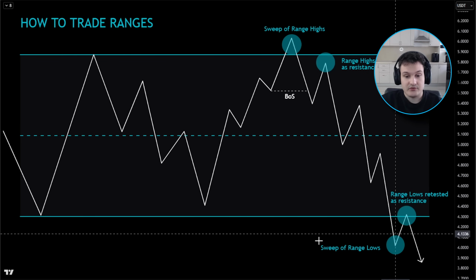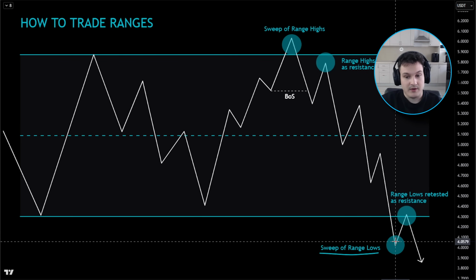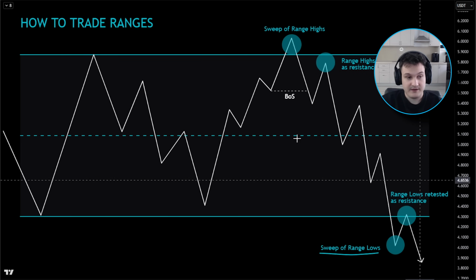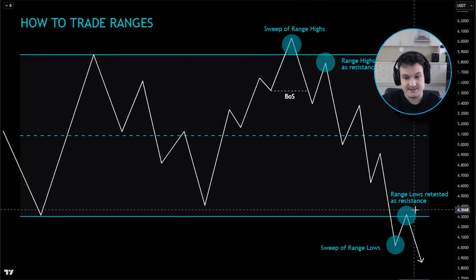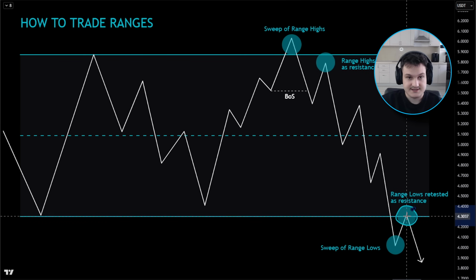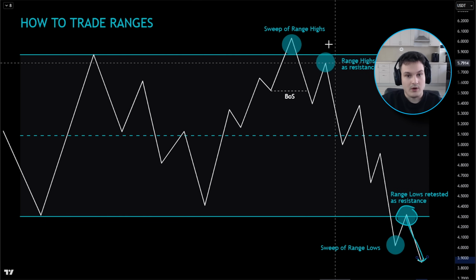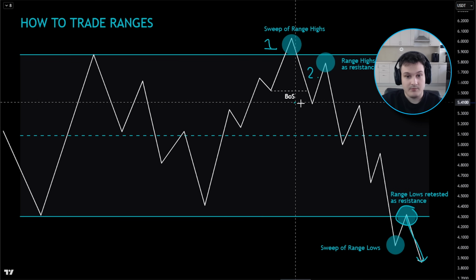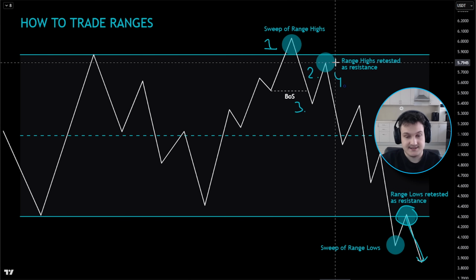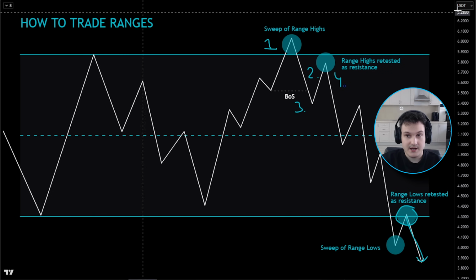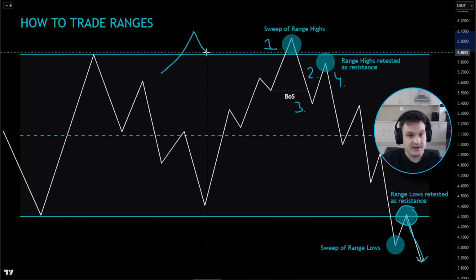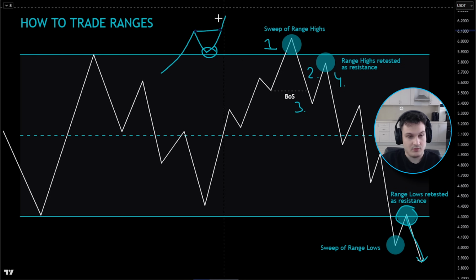Why? Because after you sweep range lows, instead of coming back inside the range and breaking the structure and retesting range lows like I explained previously, what you do instead is range lows act as a resistance, and then price creates a new lower low. So while before our key elements were range sweep, range reclaim, break of structure, range highs retested as resistance, now for a bullish breakout our key elements would be a range sweep, no range reclaim, range highs get retested as support, and then you create a new higher high.